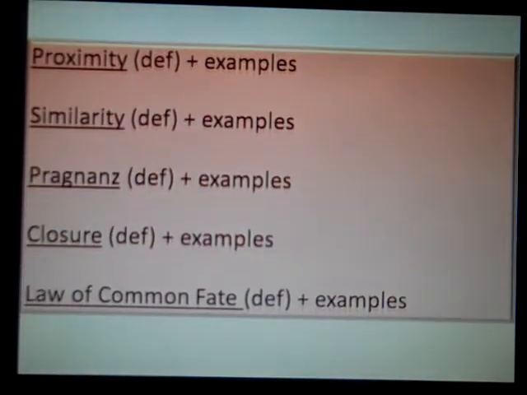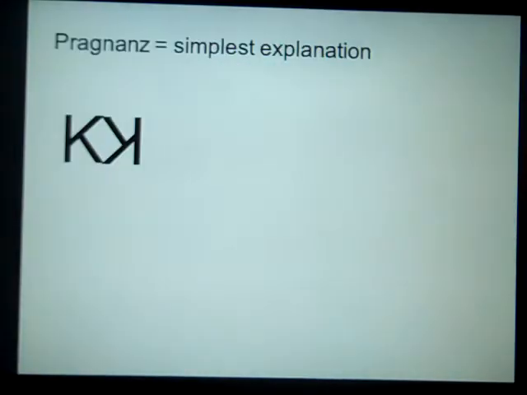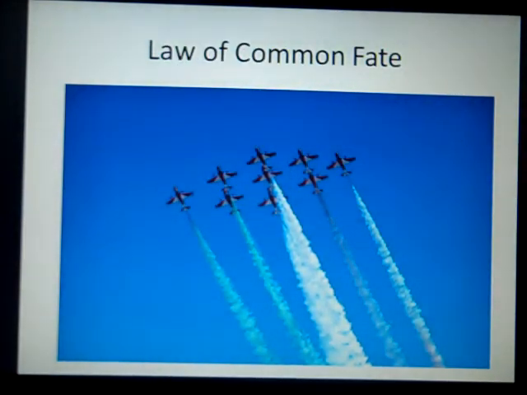Let's go back to the last one. Law of common fate. By definition, objects that are moving in the same direction and at the same speed tend to be viewed or perceived as one thing. Again, objects that move in the same direction at the same speed tend to be viewed as one object or one thing. Best example I can think of are birds flying in formation.